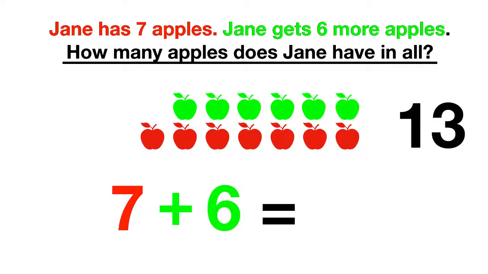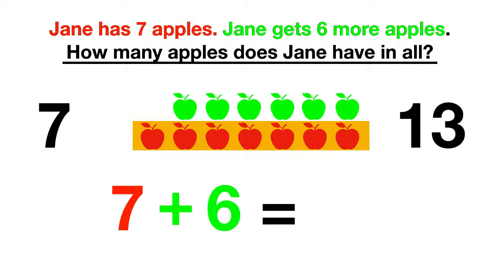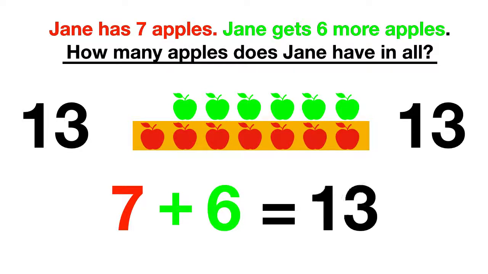Or you could realize that Jane started with 7 apples and just count from there. 7, 8, 9, 10, 11, 12, 13. Either way, you arrive at the answer that 7 plus 6 equals 13, and that Jane has 13 apples in all. Now let's do one together.